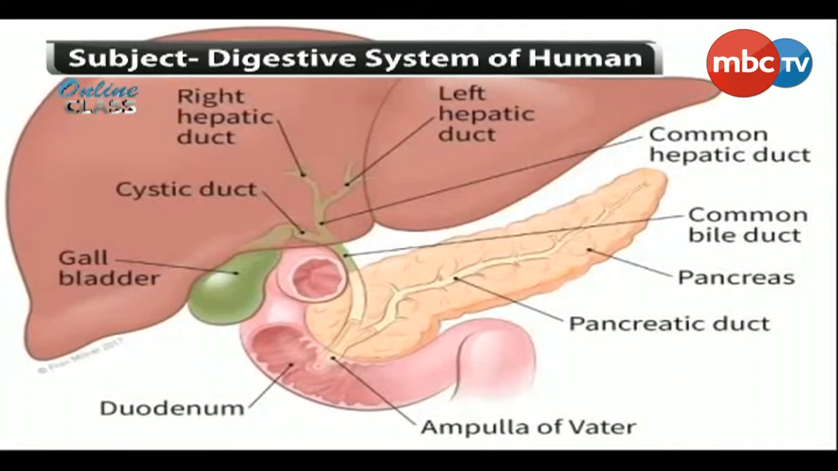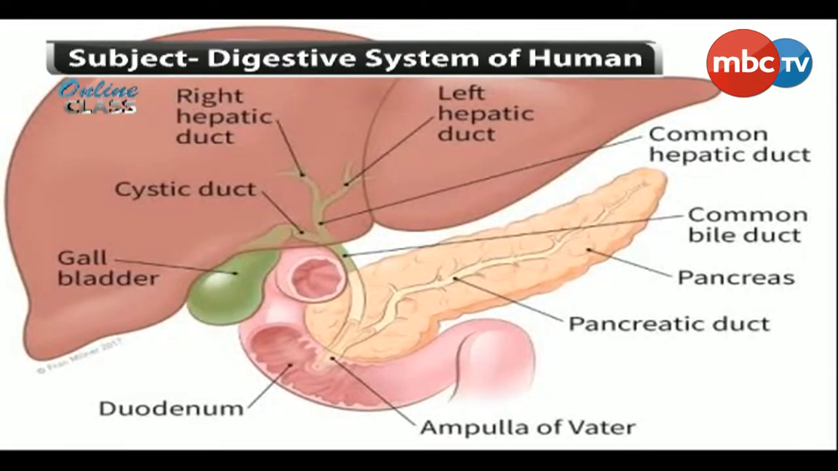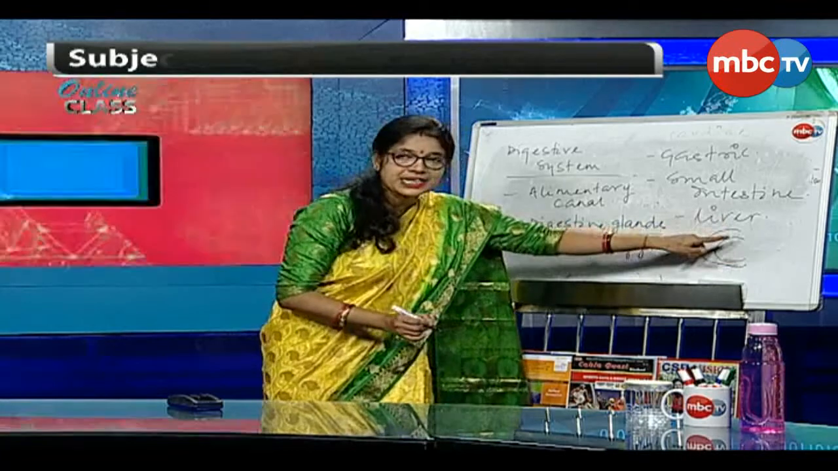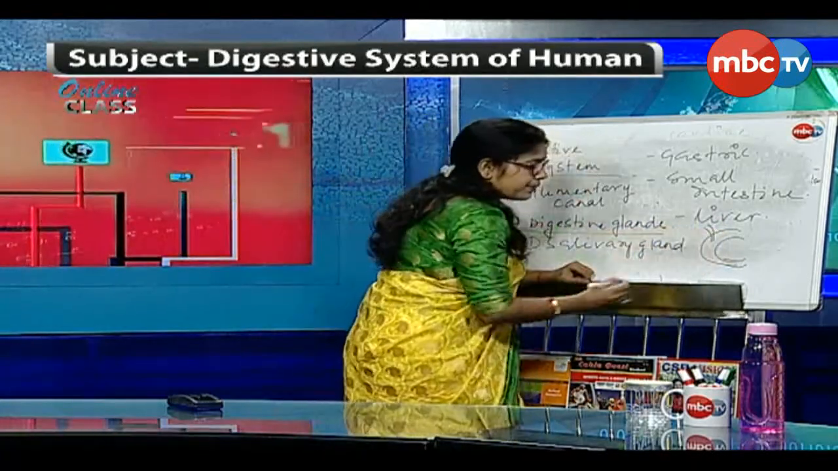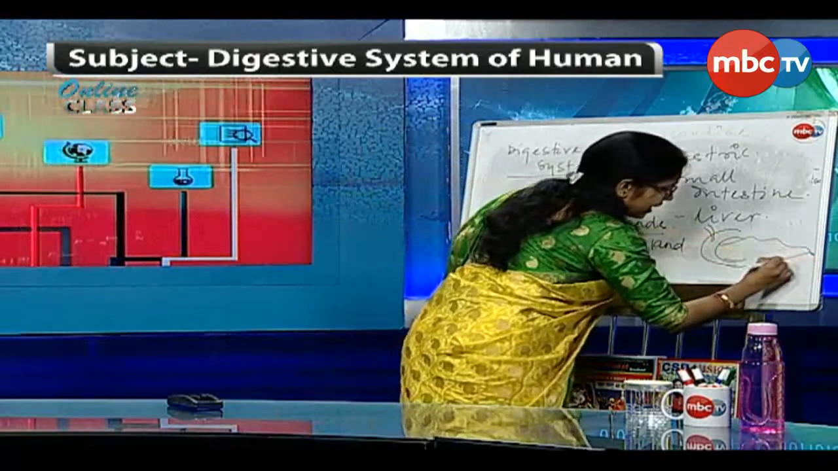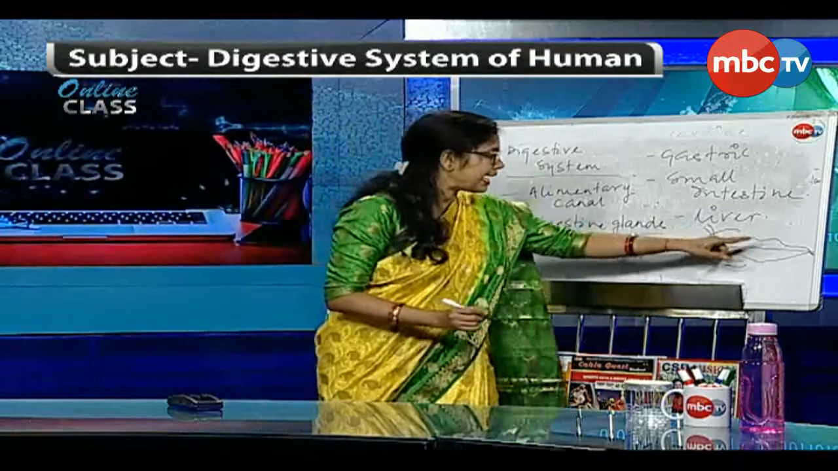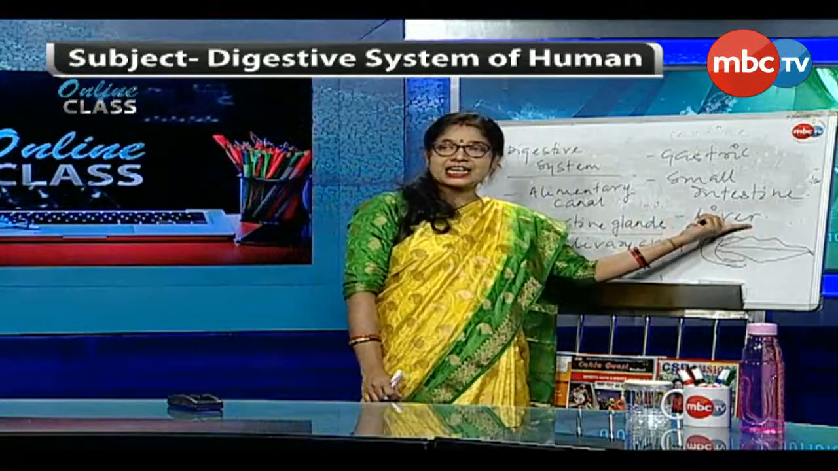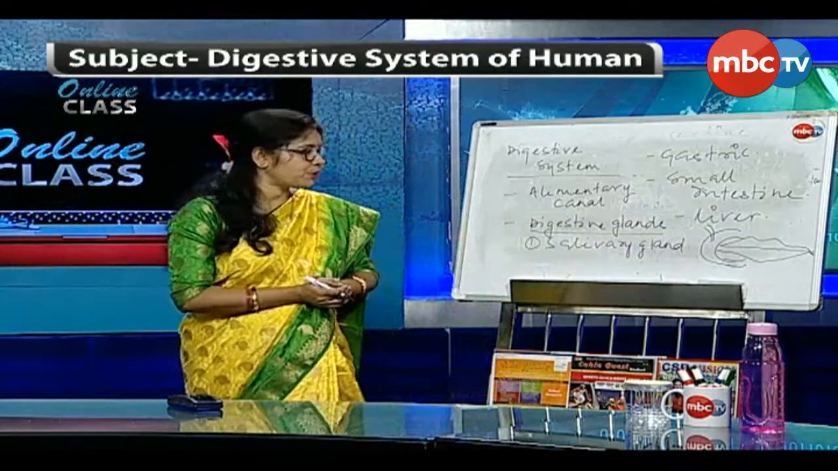The common bile duct will open near the C-shaped structure of the small intestine, that is the duodenum. So, here the duct will open. In this area, you can see from the diagram, there is the presence of another gland that is known as pancreas. So, liver is the largest gland of the body and pancreas is the second largest gland of the body.